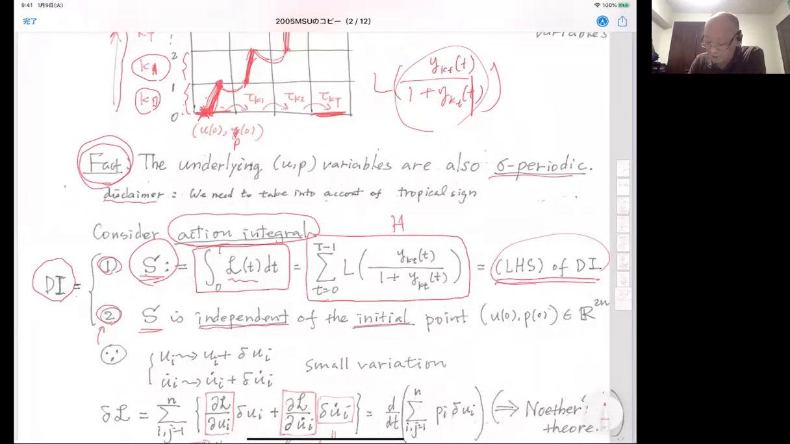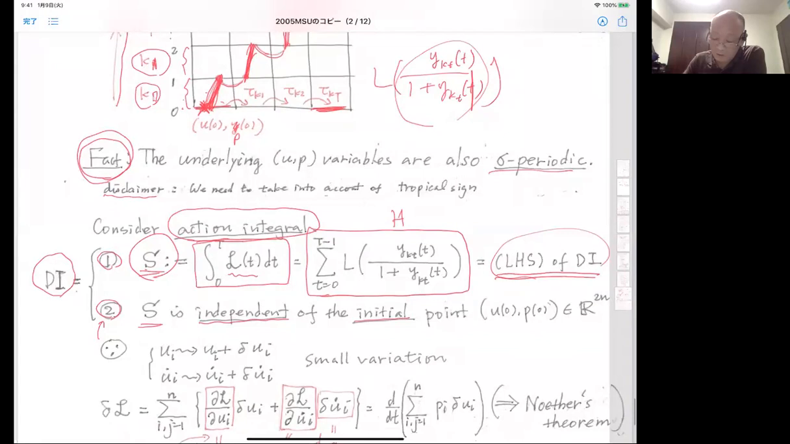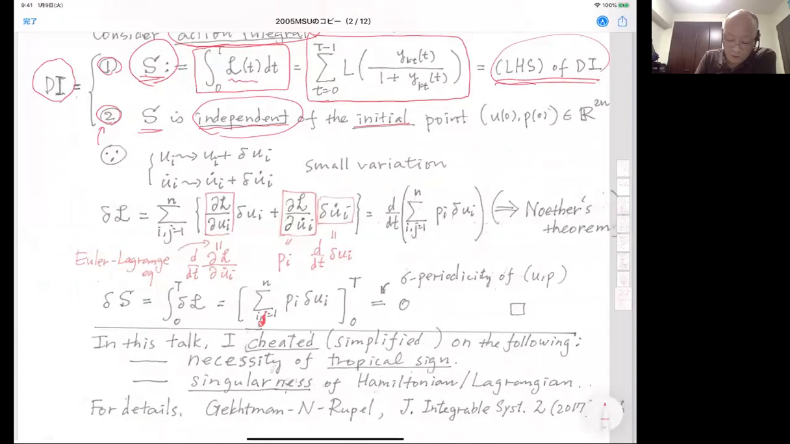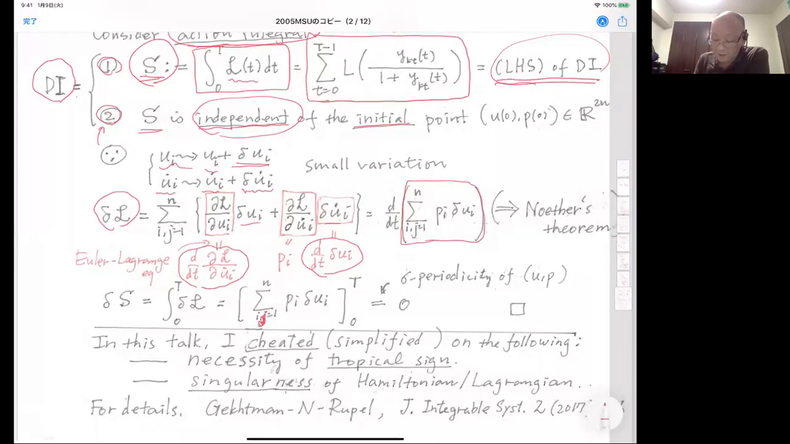And essentially, this is just a finite version of the famous Noether's theorem. So it is written here. To show the independence, you make a so-called infinitesimal variation of the initial point, and in the Lagrangian picture, the x dot is also shifted, and then the Lagrangian is shifted by just this partial differentiation. Due to the Euler-Lagrange equation, you have something here, and this is also just a time derivative, a total time derivative of something. In the usual Noether theorem, this is called the infinitesimal generator of this variation.